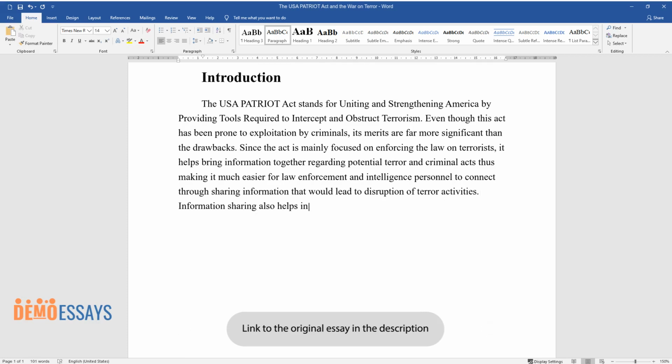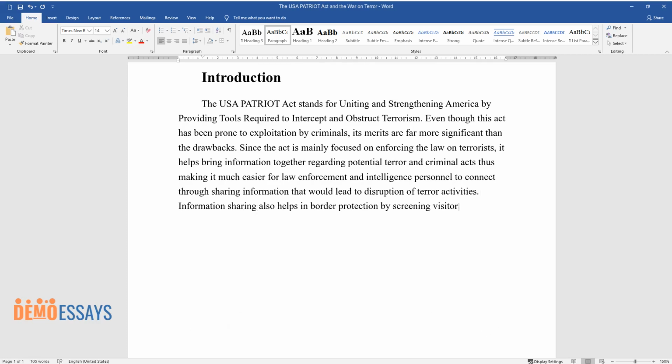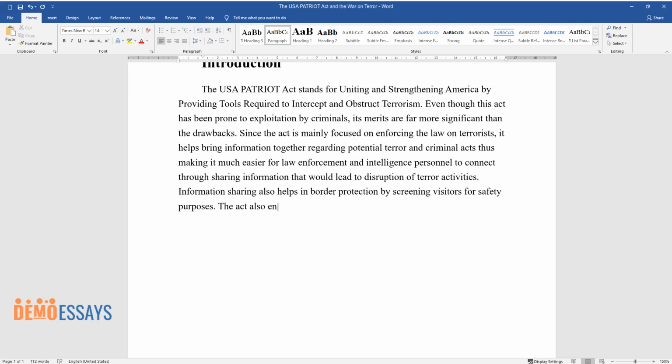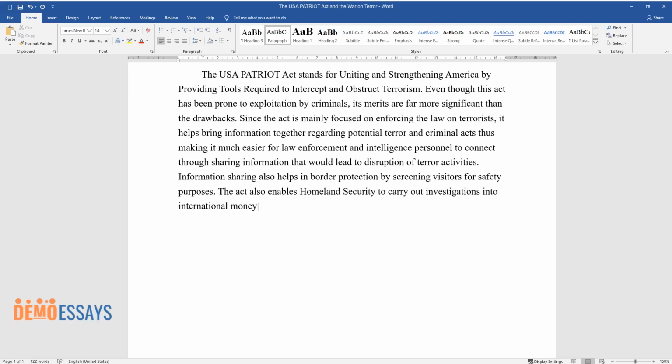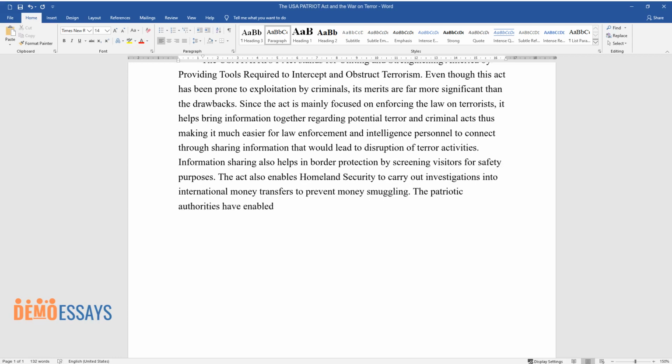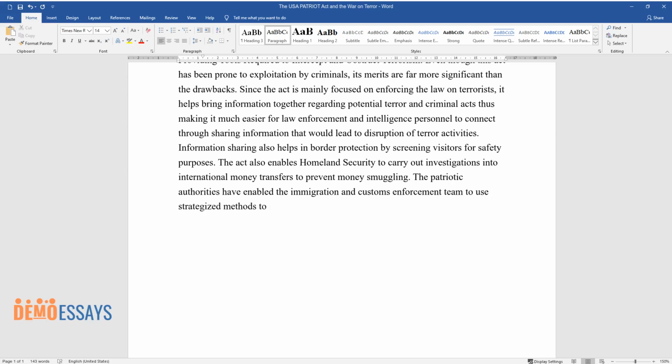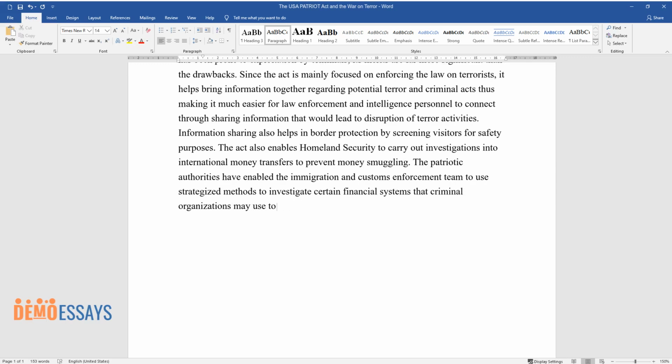Information sharing also helps in border protection by screening visitors for safety purposes. The act also enables Homeland Security to carry out investigations into international money transfers to prevent money smuggling. The patriotic authorities have enabled the Immigration and Customs Enforcement team to use strategized methods to investigate certain financial systems that criminal organizations may use to block their access.